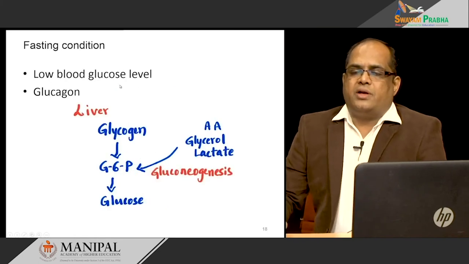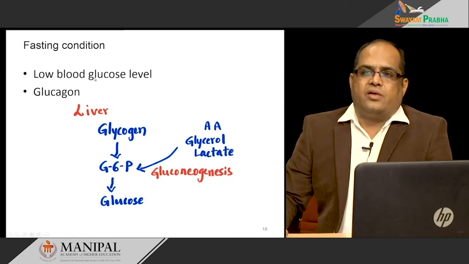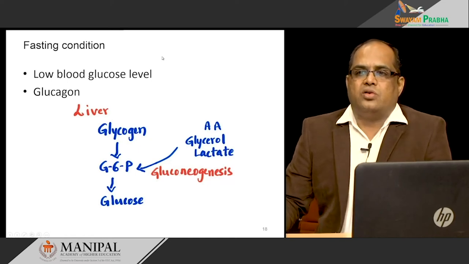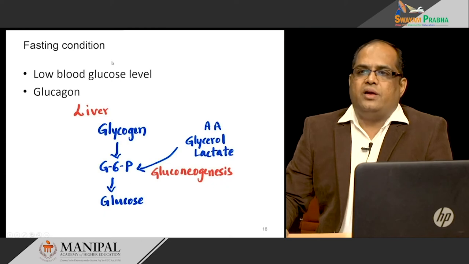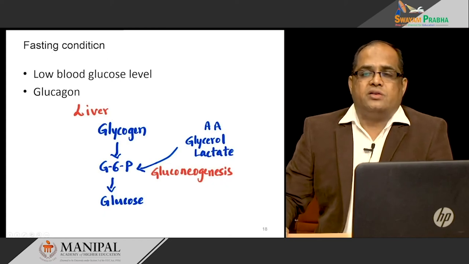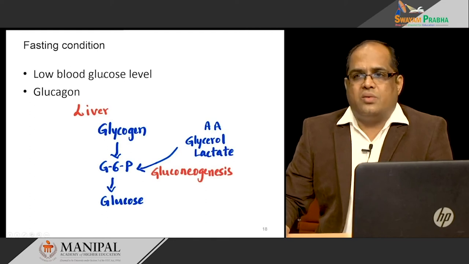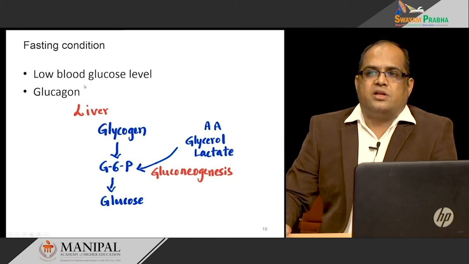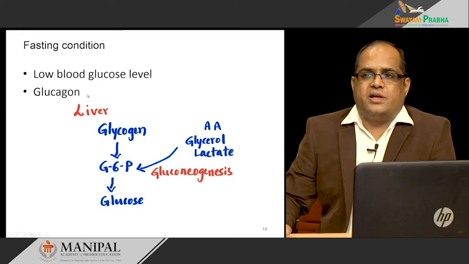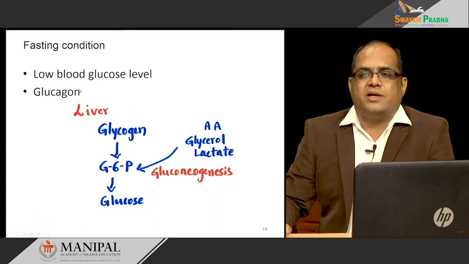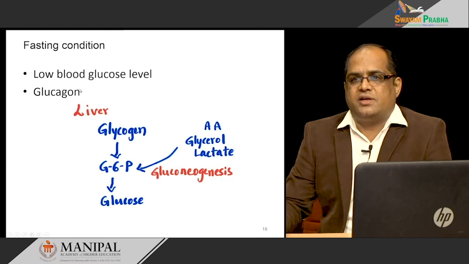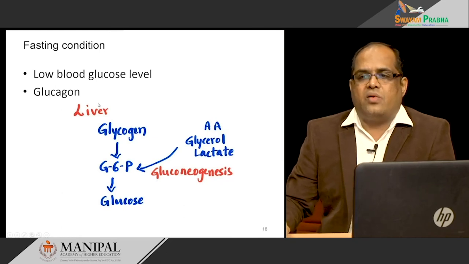That is what happened in the different tissues when we are well fed, when there is enough blood glucose. In the other way, if it is a fasting condition, we are not taking anything through the mouth, so the blood glucose level drops. In this condition, it is sensed by the pancreas and glucagon, the hyperglycemic hormone, is released. And what does it do in the liver?